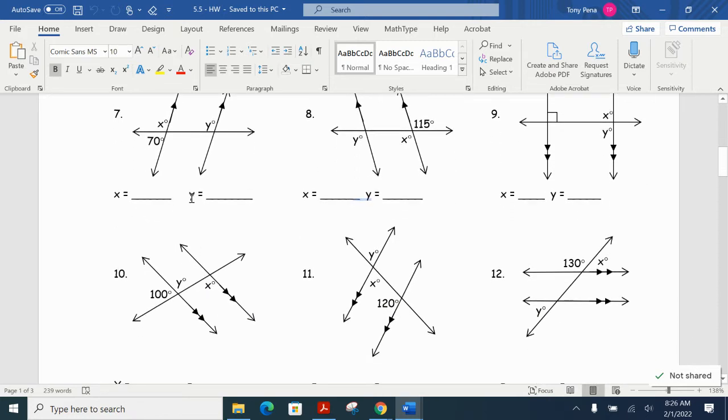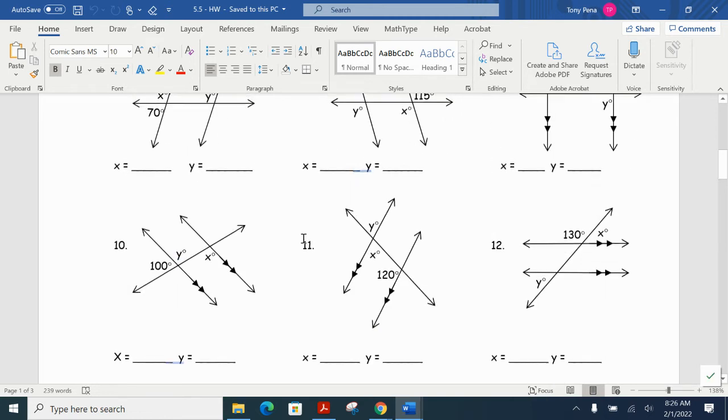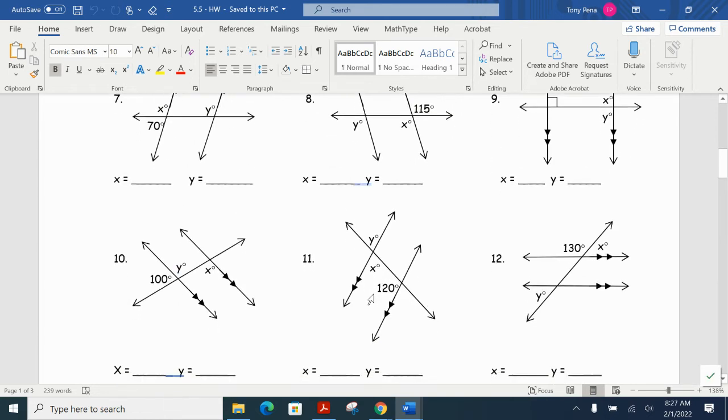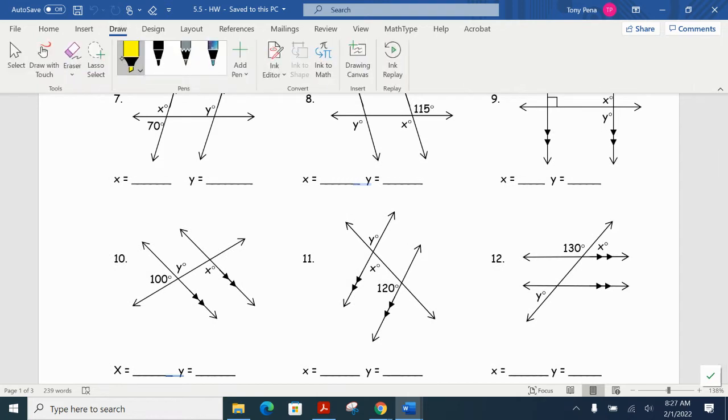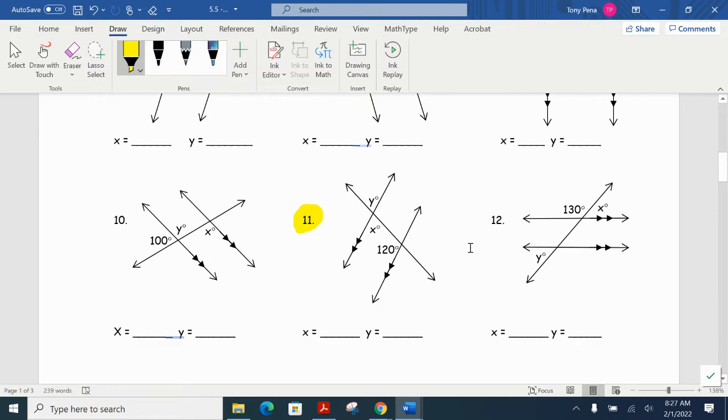I want to do one of these, and I want to do especially one on the back. Go to number 11. Let's start with 11. Take a minute. Since this would normally just be homework, you're doing this on your own anyway. See if you could do 11. Find out angle X, find out angle Y.